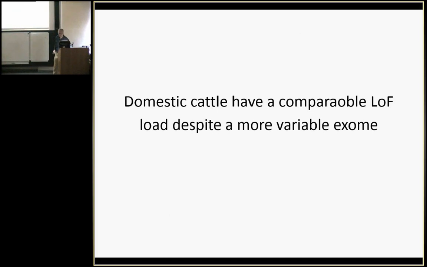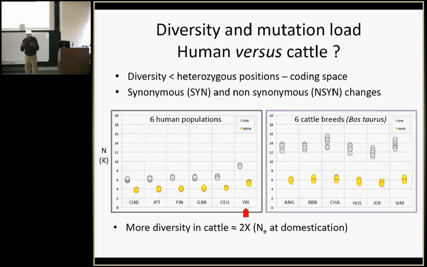Okay, so when we looked at the corresponding data, there was something unexpected. This is comparing the same kind of data, done very carefully, in humans and in cattle. So what you see here are Chinese from Beijing, Japanese from Tokyo, Finnish, Great Britain, CEU, and Europeans from Nigeria, and these are different cattle breeds. The gray ones are the number of synonymous mutations for which an individual is on average heterozygous, and the yellow ones are the non-synonymous ones.